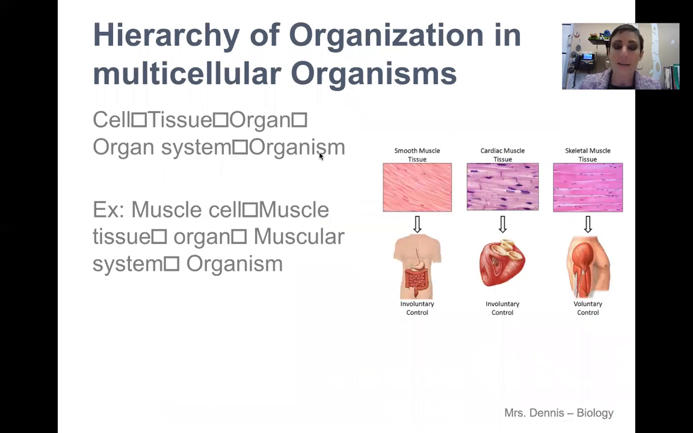Okay, you guys, last thing, there is a hierarchy of organization within multicellular organisms, which I mentioned. You go cell, tissue, organ, organ system, organism. Cell is the simplest, organism is the most complex. This is how multicellular organisms are organized.